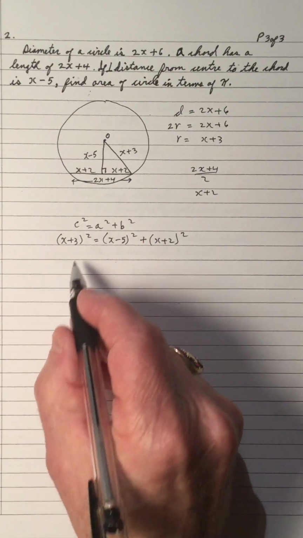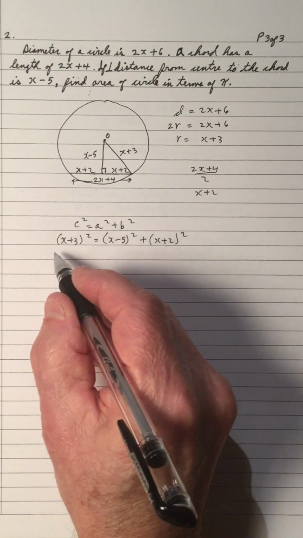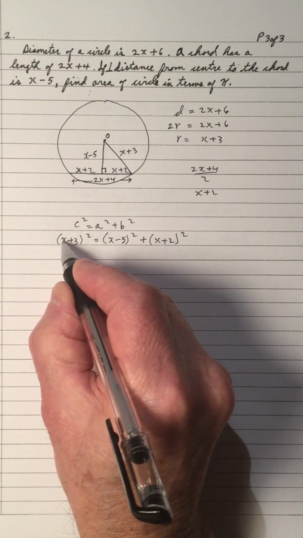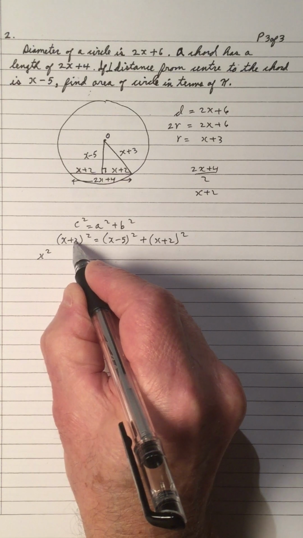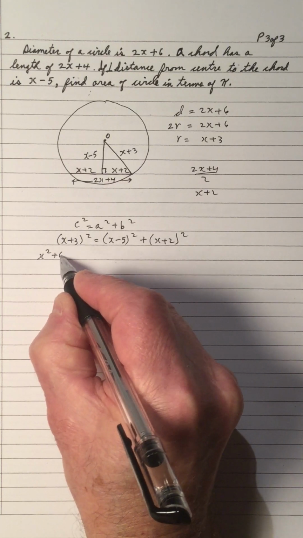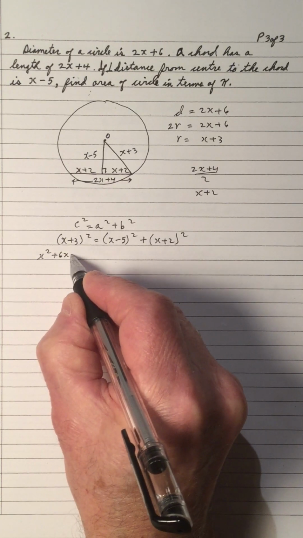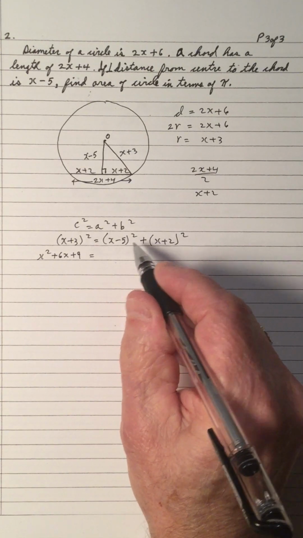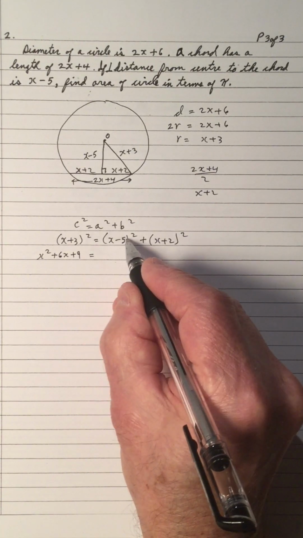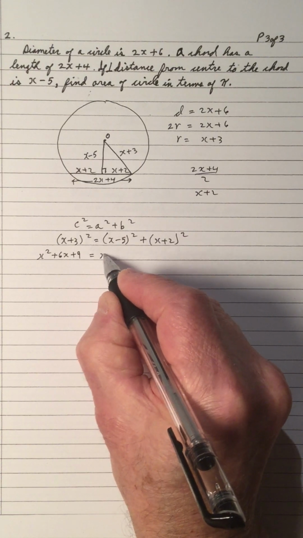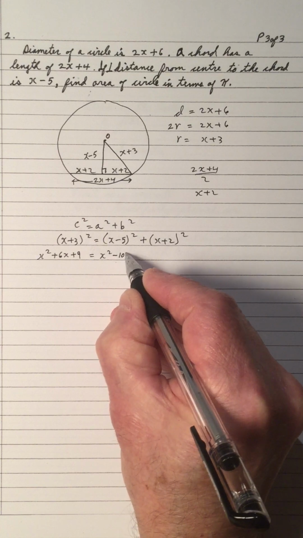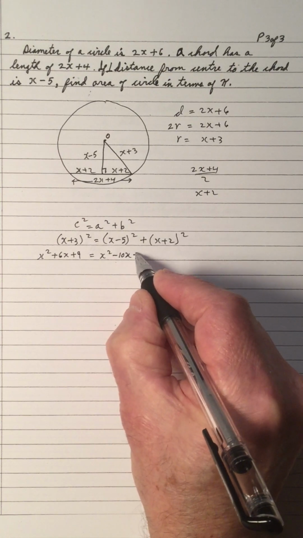Now we have squared binomials, so let's use the quick way. We square this binomial: take the first term and square it, the product is 3x doubled, and square the plus 3, which is 9. So we have to do by PEMDAS, we have to square all of these first. Square this binomial: take x and square it, x squared. The product is negative 5x doubled, negative 10x, and negative 5 squared is 25.